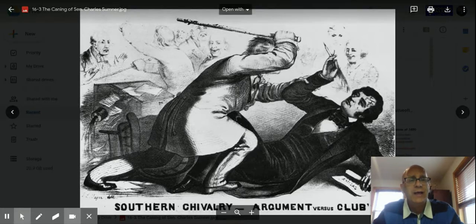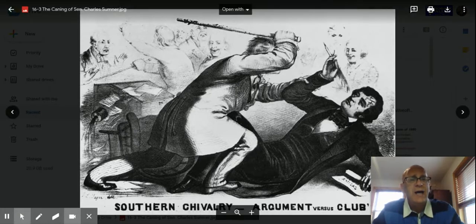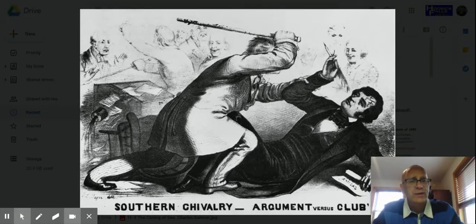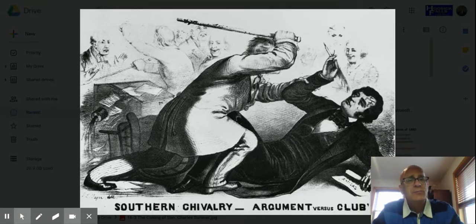This event called the caning was evidence of the tension that really existed between abolitionist Northerners and pro-slavery Southerners who looked at any opposition to slavery as a threat to their way of life.